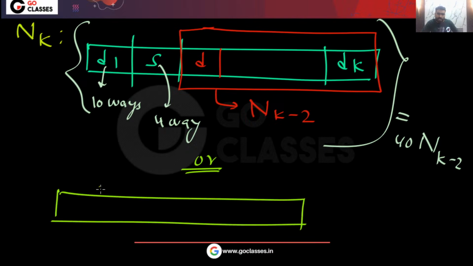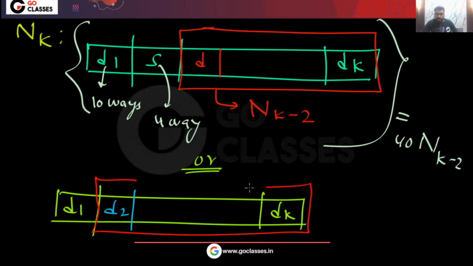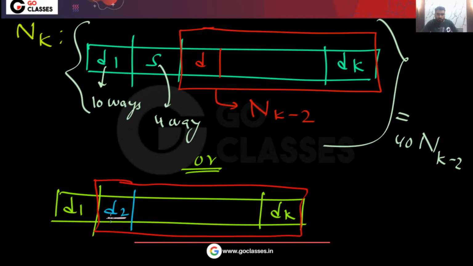Or it is possible that the first character is a digit, the last character is a digit, and here also you are putting a digit. Here also you are putting a digit. Now remember, this is your nk minus 1. Please understand, this one goes from digit to digit, from digit to digit, from digit to digit. This is your nk minus 1, right? Yes or no? So very simple.